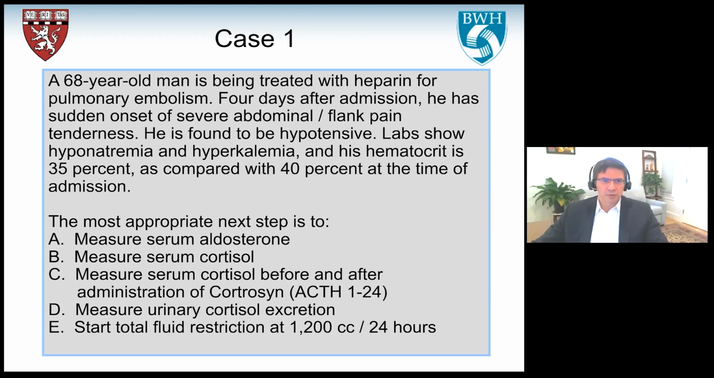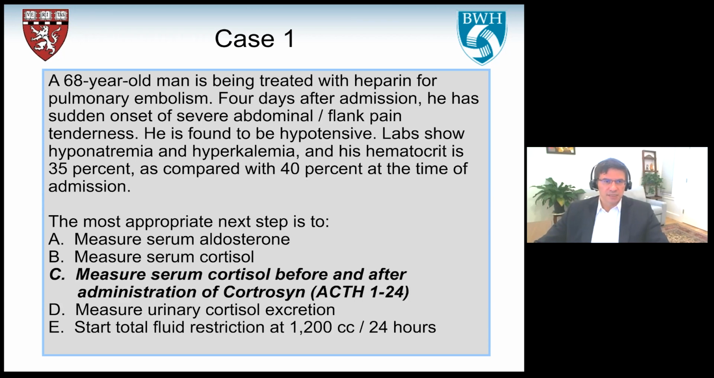The most appropriate next step is to A, measure serum aldosterone, B, measure serum cortisol, C, measure serum cortisol before and after administration of cortrosyn or synthetic ACTH 1 to 24, D, measure urinary cortisol excretion, or E, start total fluid restriction at 1200 cc's per day.